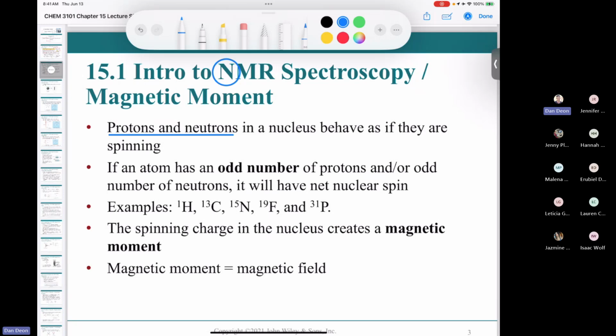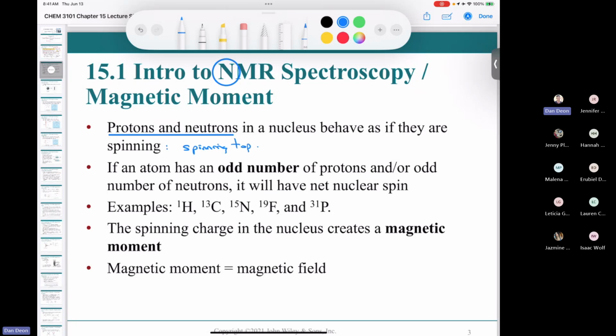Great. Well, it turns out that protons and neutrons, which we often think about as little spheres, actually behave as if they're spinning. They don't spin like a spinning top, but it is a useful analogy. So we can think of it as like a spinning top in a way. And if you're like, what the heck does that have to do with anything? Well, you'll see in a second.